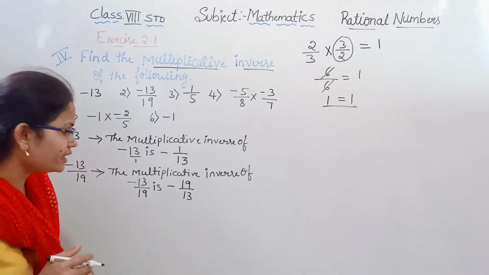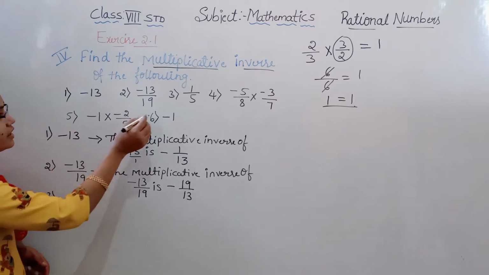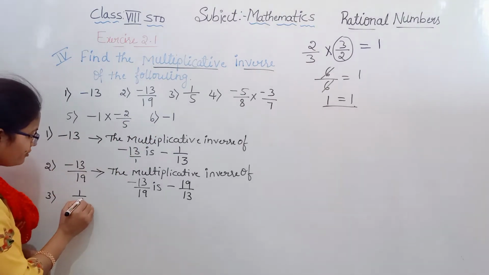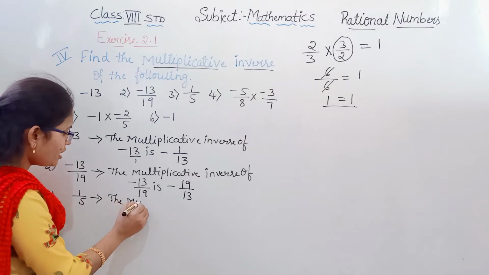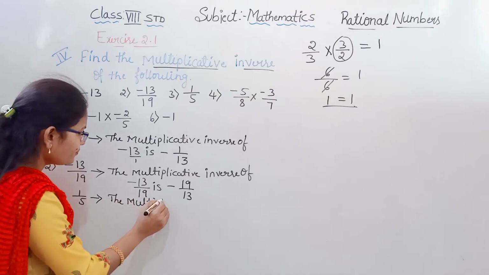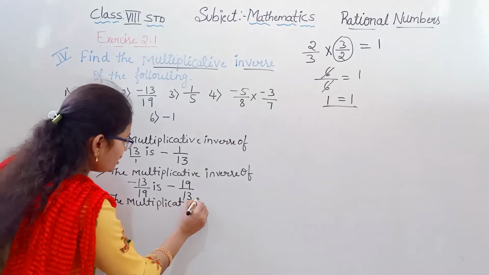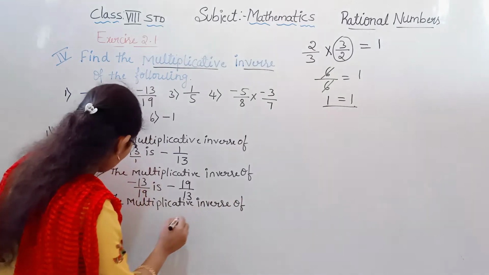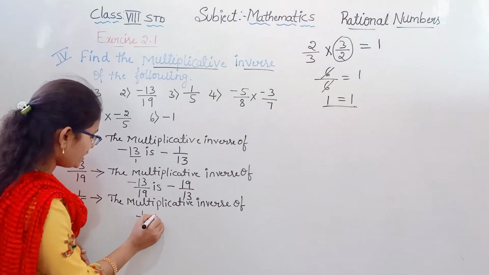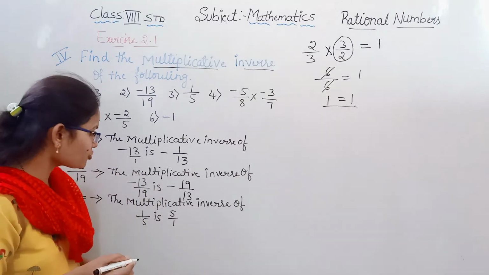Now you can see here the third problem they have given, 1 by 5. So the multiplicative inverse of 1 by 5 is 5 by 1, or 5 also you can say.